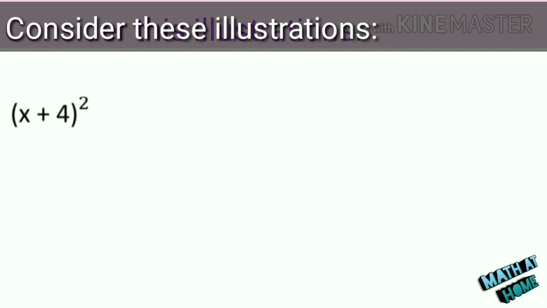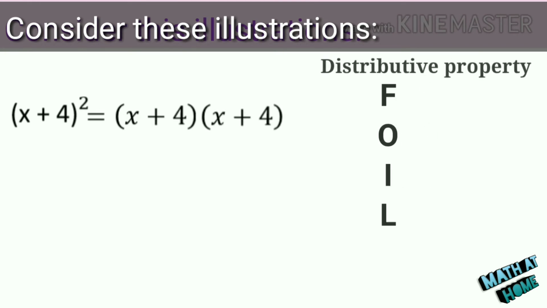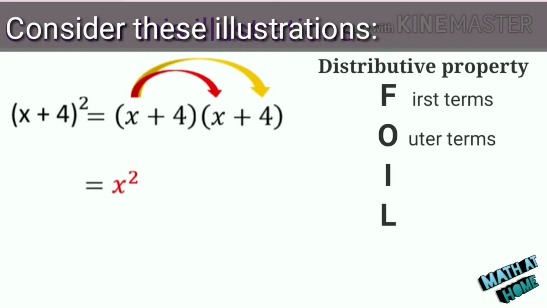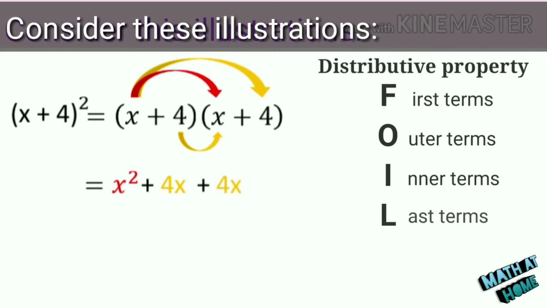So first, we have a square of a binomial, x plus 4, that is, x plus 4 multiplied by itself. Using the FOIL method, we multiply the first terms: x times positive x is x squared. Then the outer terms: x times positive 4 is positive 4x. Then the inner terms: positive 4 times positive x is positive 4x. And the last terms: positive 4 times positive 4 is positive 16.